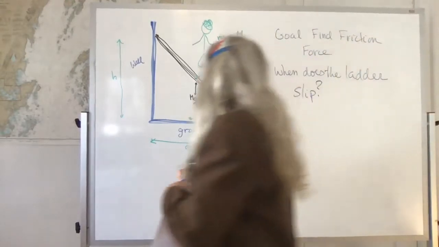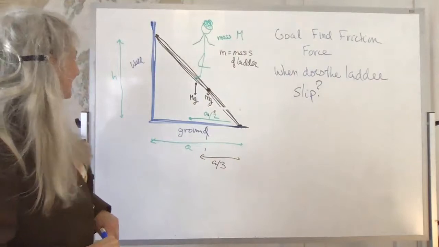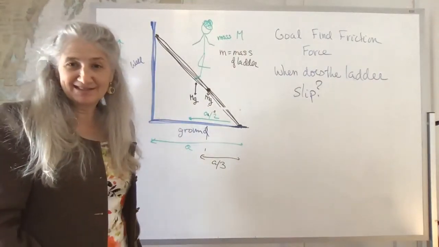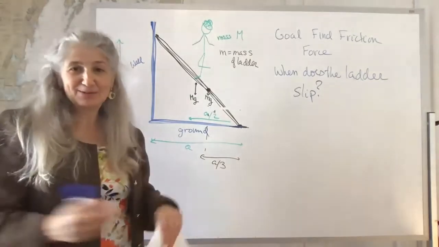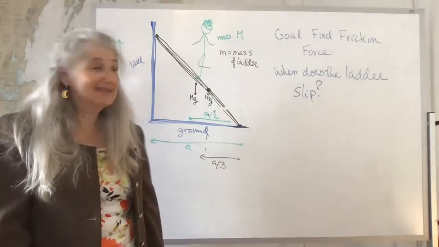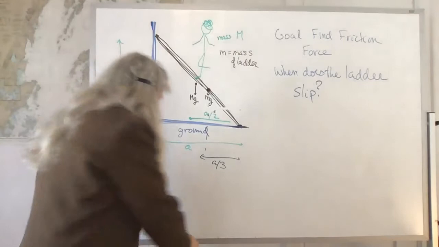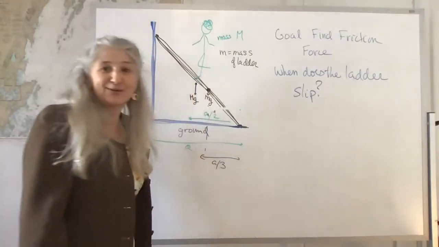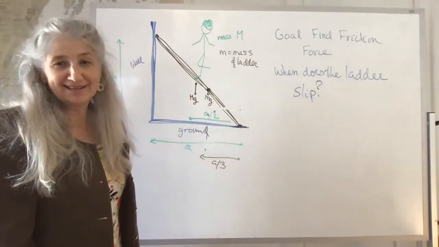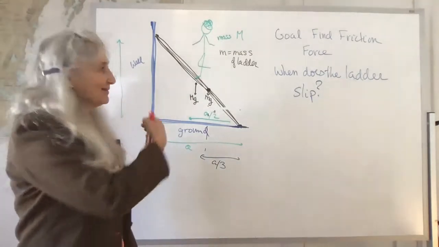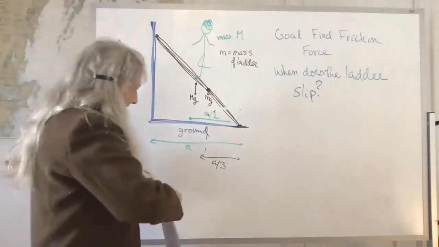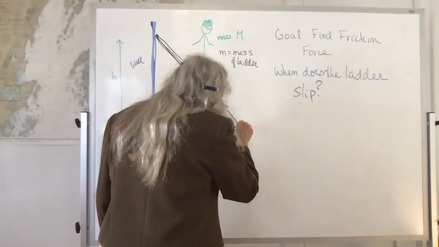So that's the goal of this calculation. This calculation is a little more interesting compared to the previous one, because in the previous one we only had vertical forces, but this one has both vertical and horizontal forces, so we have more things to compute. So when does the ladder slip? The interesting point is here.